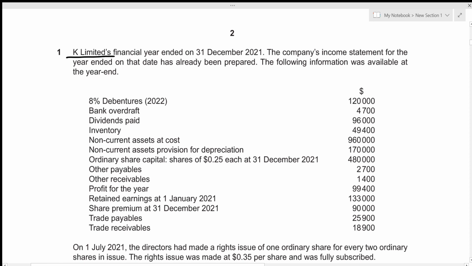K Limited's financial year ended on 31st December 2021. The company's income statement for the year ended on that date has already been prepared, and the following information was available at the year end, meaning that all this information is on the date 31st December 2021. Alright, then we're given additional information.